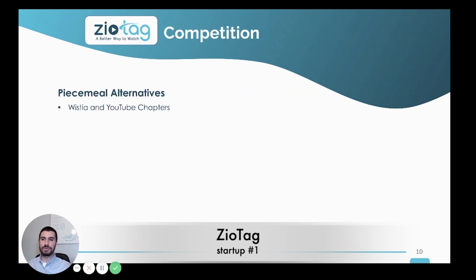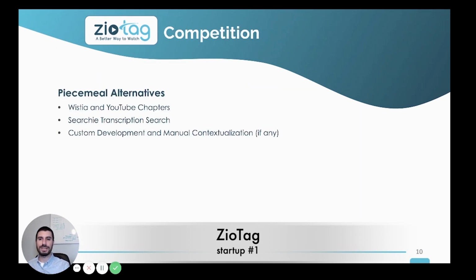Our competition is really piecemeal alternatives like Wistia and YouTube chapters. There's a new company called Searchy that provides a transcription search, or companies who have the budget can custom develop something like this if they have the time and resources and really want to spend that much money instead of buying something off the shelf like Ziotag, and that doesn't even come with the contextualization.